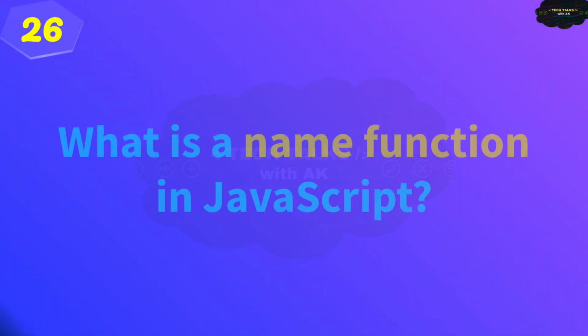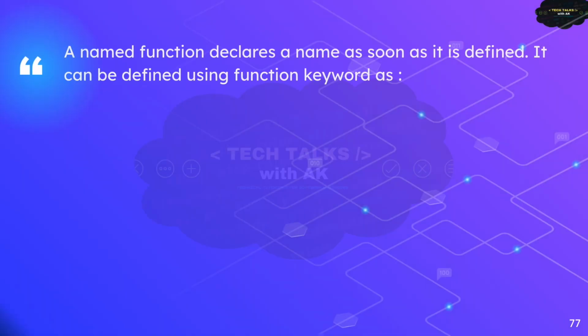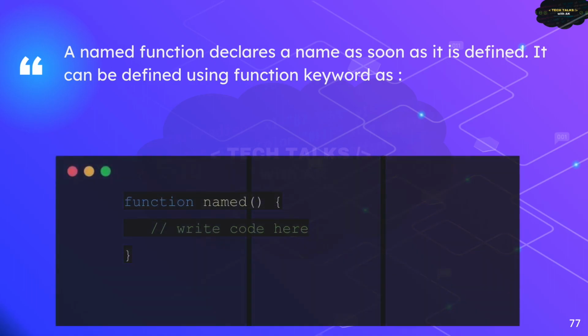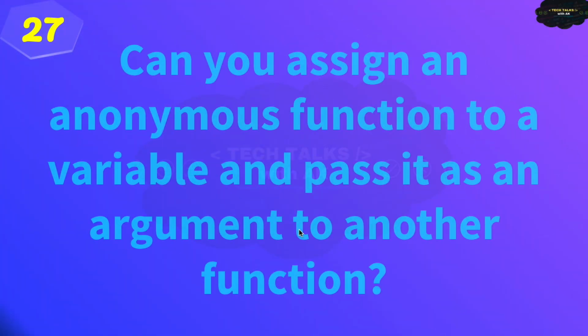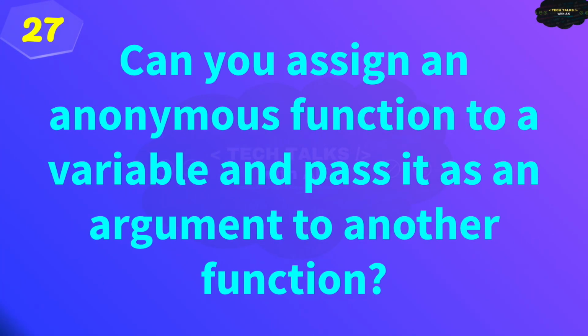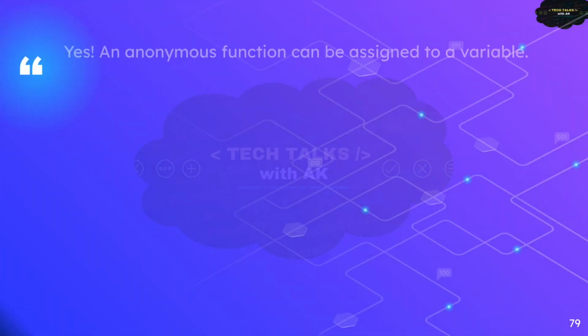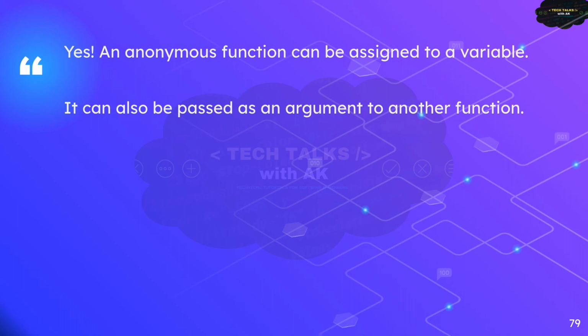Next question is, what is a named function in JavaScript? And the answer is, a named function declares a name as soon as it is defined. It can be defined using the function keyword like this. Next question is, can you assign an anonymous function to a variable and pass it as an argument to another function? Answer is yes. An anonymous function can be assigned to a variable. It can also be passed as an argument to another function.